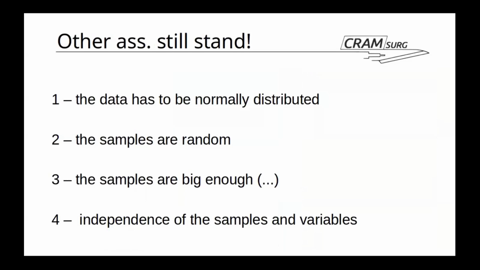Right, so we said that Welch's ANOVA allows us to determine whether there's a difference in two populations or more populations, even when the variances of those populations are different. Nevertheless, we still should remember that the other assumptions that are valid for a standard ANOVA still stand here. So your data still has to be normal, the samples still have to be random, still need to be big enough, and the samples need to be independent from each other.